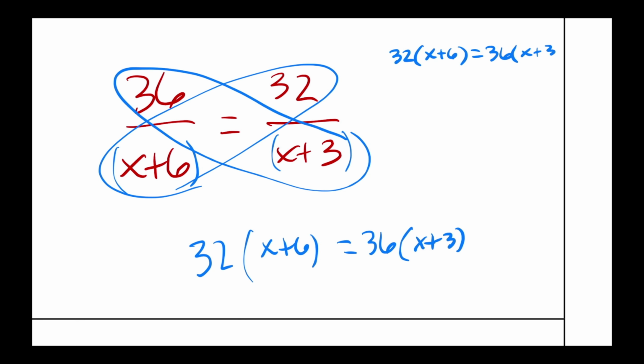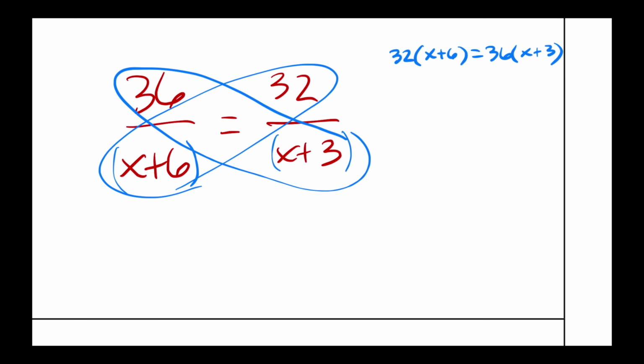Okay. Now the rest is just, the calculator would do most of the work. Your handy dandy calculator. So now let's distribute. 32 times X is 32X. Plus 32 times 6 is 192. Equals 36 times X is 36X. And 36 times 3 is 108.